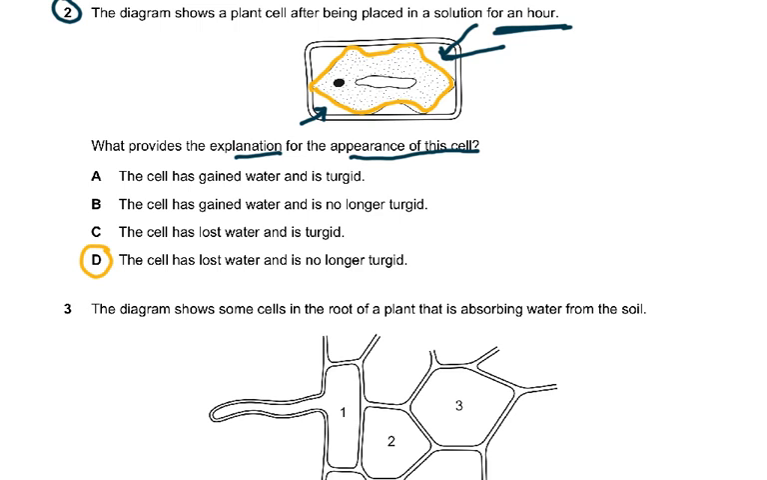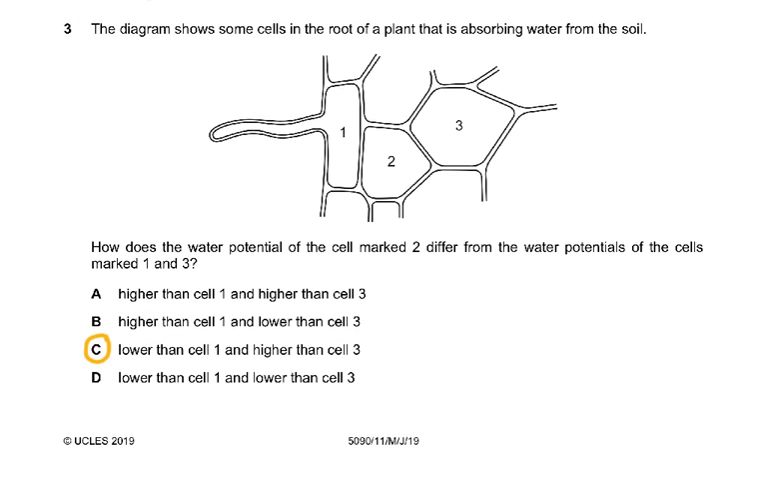So what provides the explanation for the appearance of this cell? Now the cell has gained water. Now both these are wrong. It has not gained water, it has lost water. Now we have two choices. The cell has lost water and is turgid. The cell has lost water and is no longer turgid. So that is why the answer is D and all the others are incorrect. Then coming to question 3.